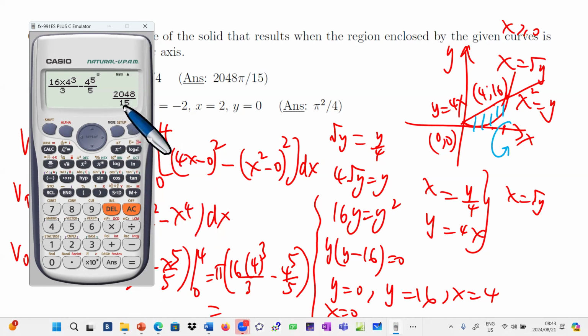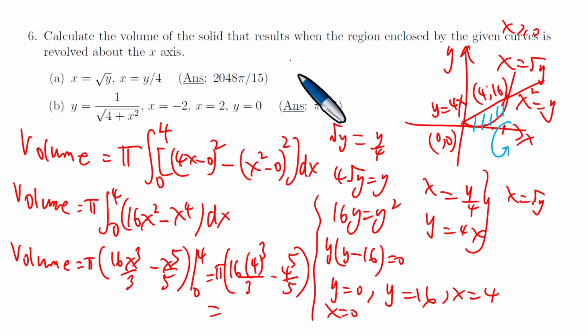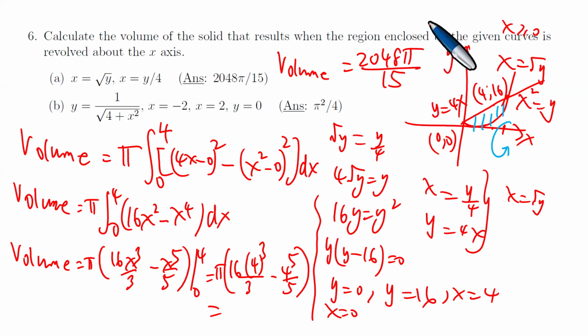So it's 2048 pi out of 15. So indeed, we got that the volume is 2048 pi out of 15 cubic units, or units cubed.